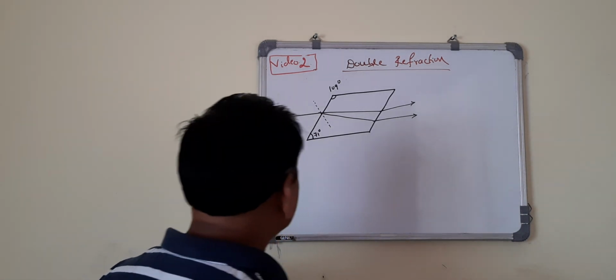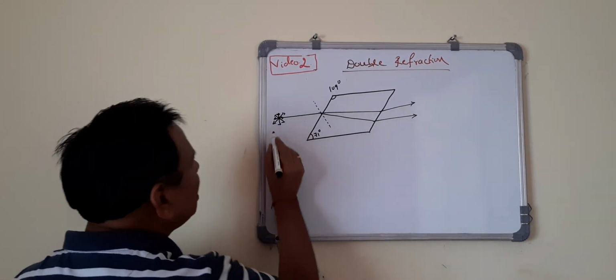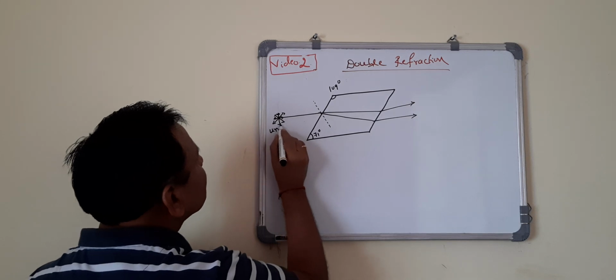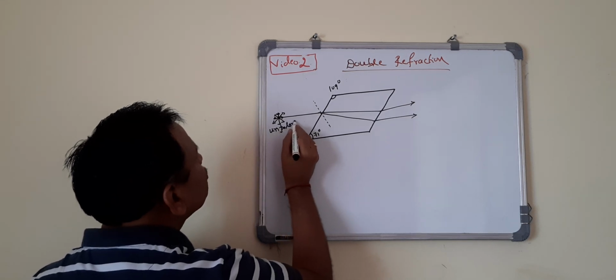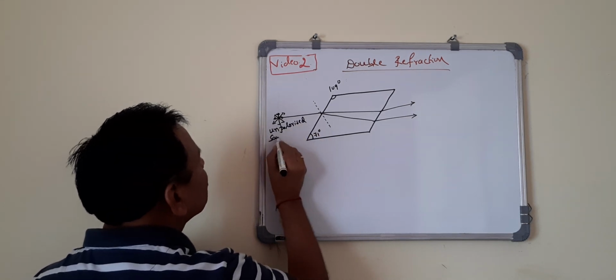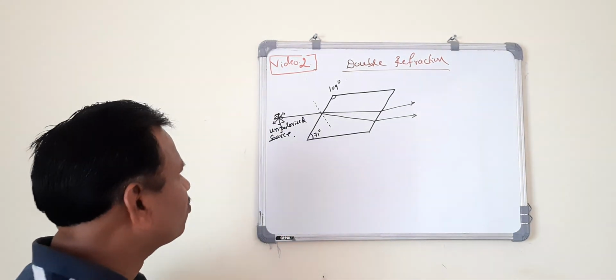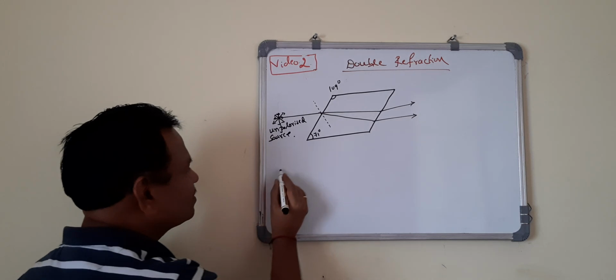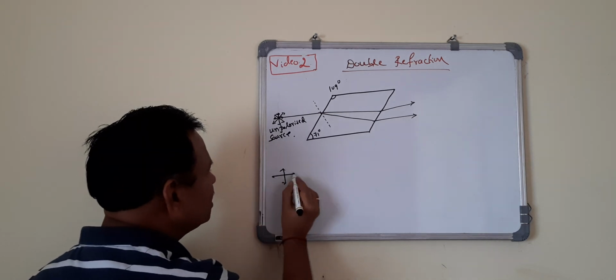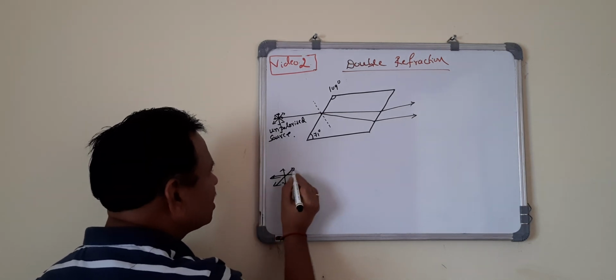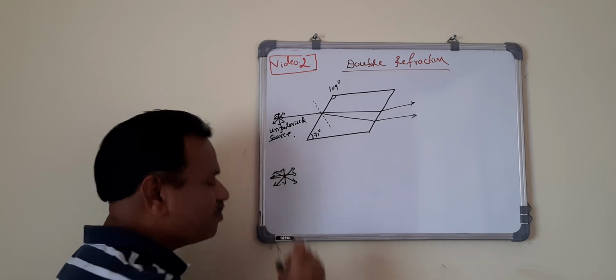Students, look at this. This is an unpolarized source. Even sunlight is an unpolarized source. It has vibrations in all directions, in this plane, in this plane, in this plane. All the vibrations are present.